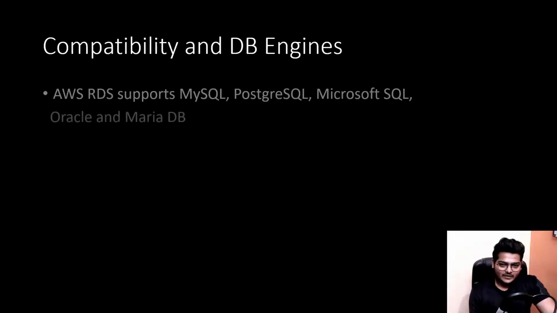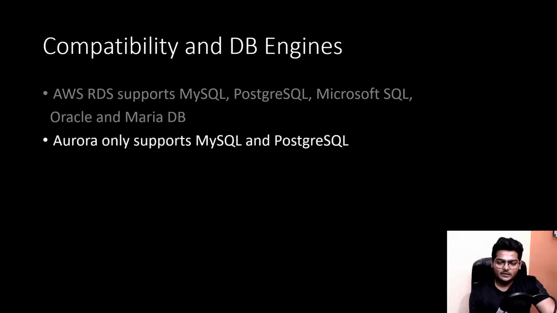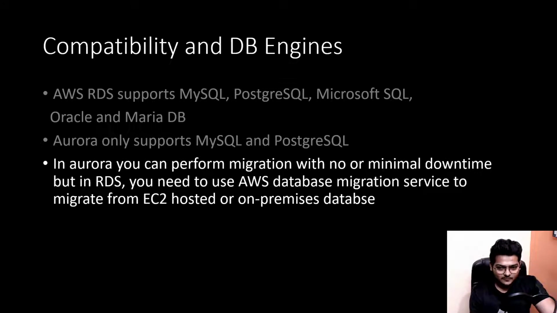So let's talk about compatibility. RDS supports MySQL, PostgreSQL, Oracle, MariaDB, and Microsoft SQL Server. So there are plenty of options for database engines, while Aurora only supports MySQL and PostgreSQL. In Aurora, when it comes to migration, you can do it with no or very minimal downtime. But in RDS, you have to use AWS's Database Migration Service, whether you're migrating from EC2 or an on-premise hosted database. So it comes with a little bit of downtime. That's a really big drawback with RDS.